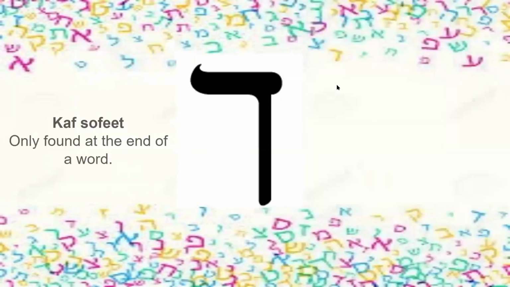Moving on to the Sofit letters. The Hebrew alphabet has Sofit letters, meaning that these letters are only found at the end of a word. This is Kaf Sofit, giving it that K sound at the end of a word. You will not see any Sofit letters with a vowel at the end. You might see a vowel on the inside of the Sofit, giving it an extra sound at the end of the word. So let's continue.